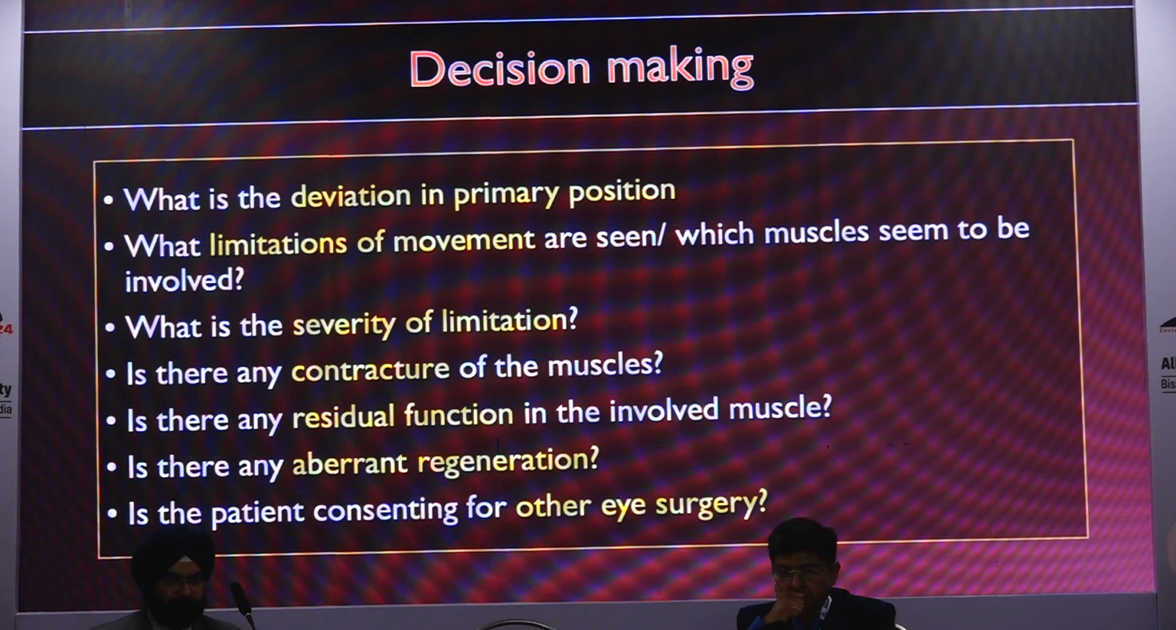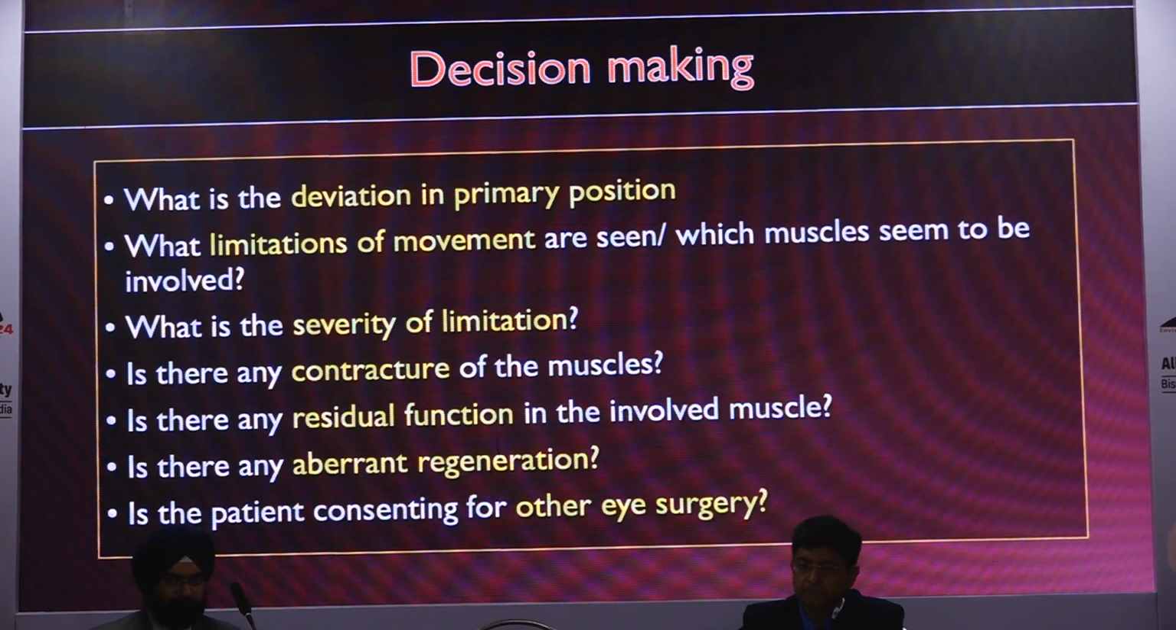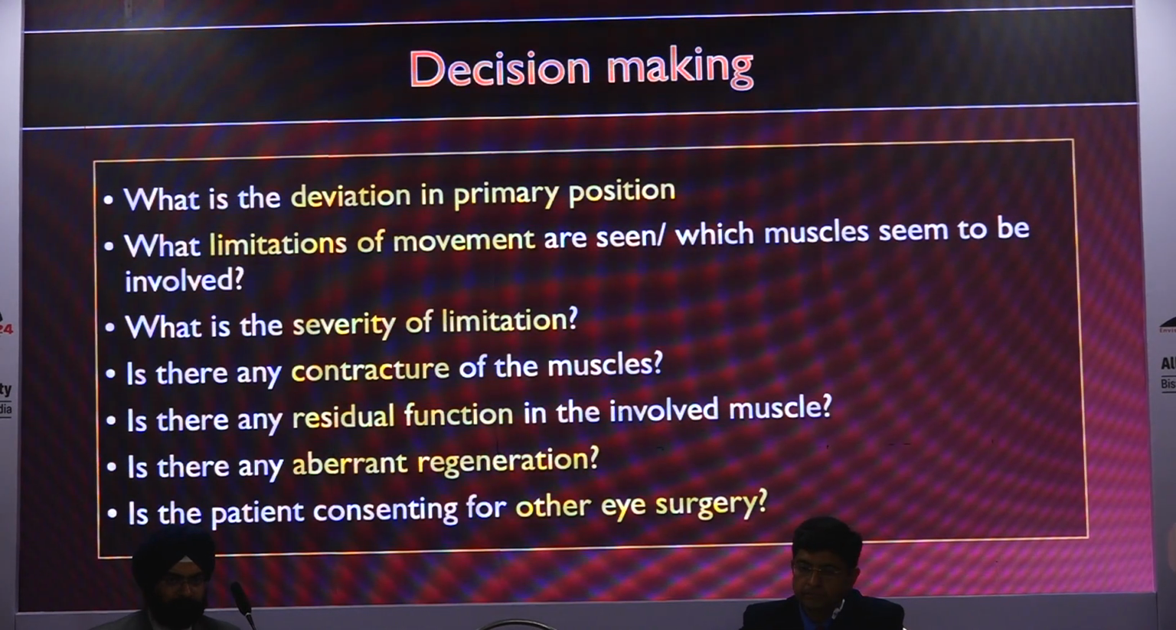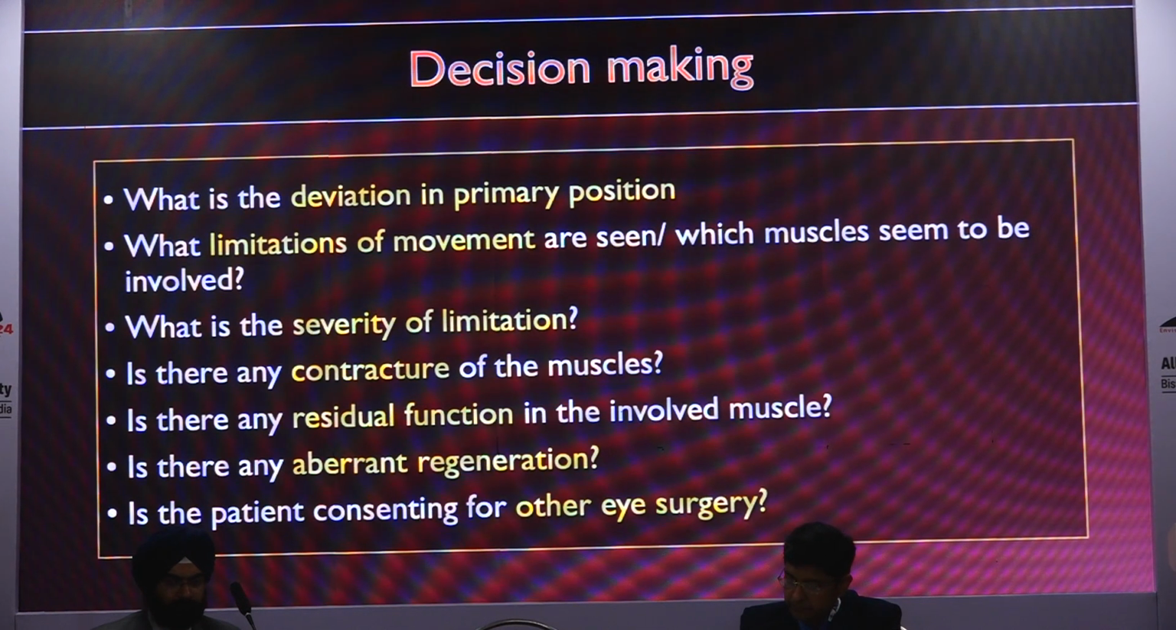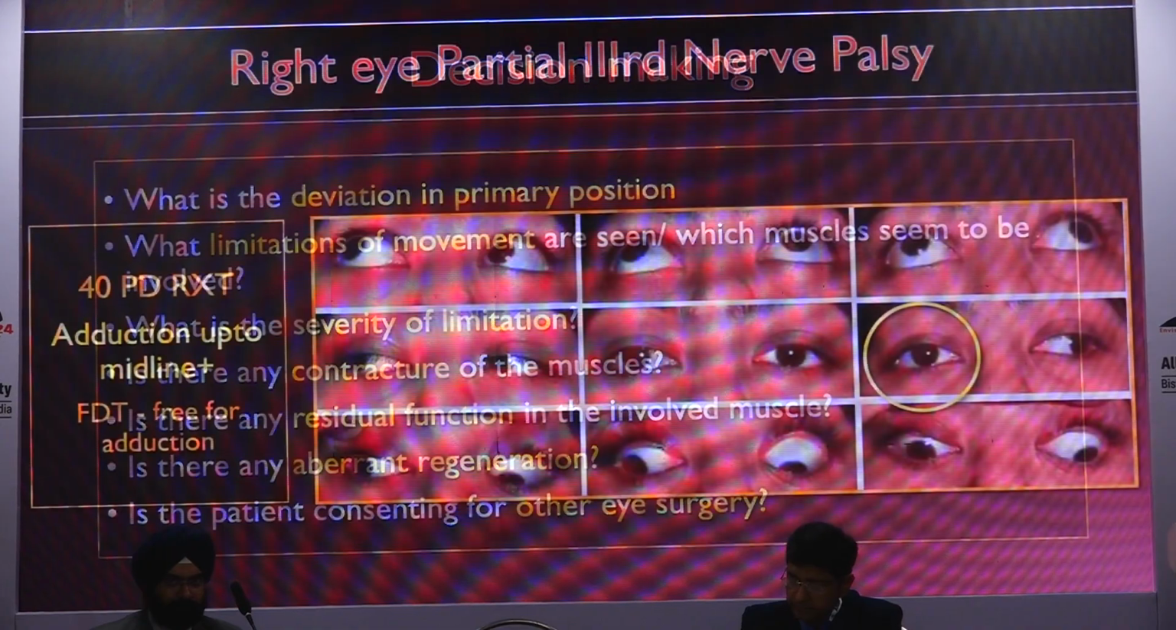So to establish a surgical plan, we need to pay attention to certain aspects, like what is the kind of deviation in primary position, what are the limitations of movement, and what is the severity of limitation. It is always important to perform a force duction test to identify the contracture of any of the recti muscles. And if there is contracture, it is important to establish if there is any residual function in the involved muscle, and also if there is any aberrant regeneration.